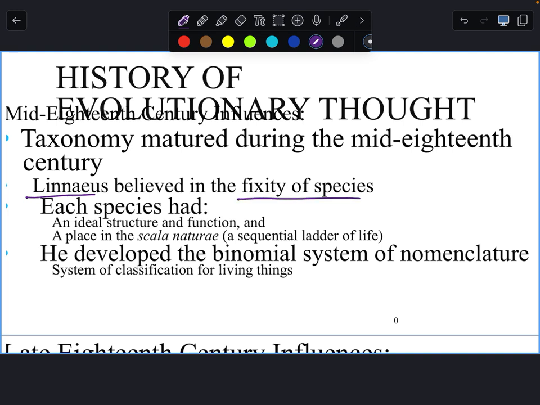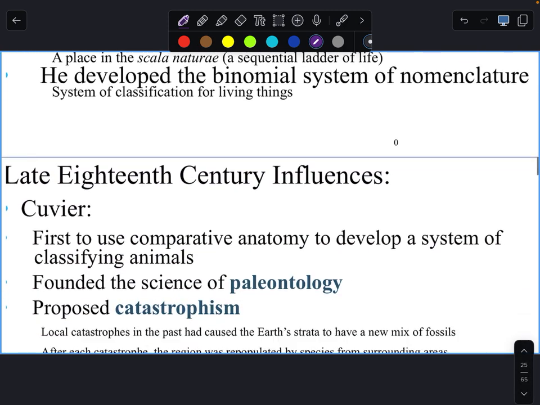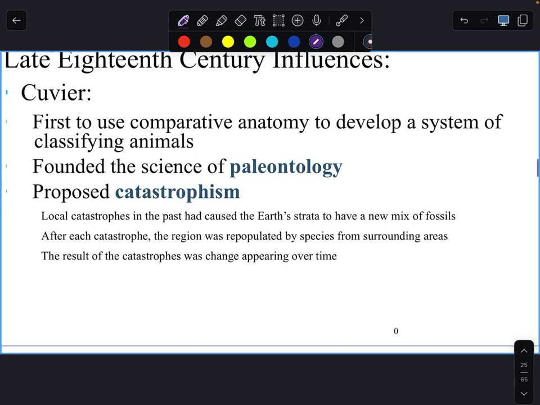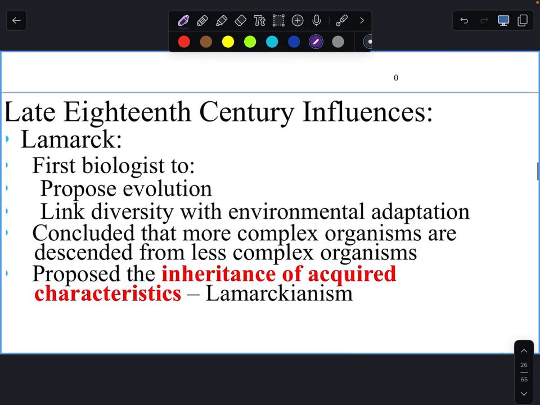He believed in the fixity of species. Again, that's a misreading of Genesis, but an ideal structure and function. He developed the binomial nomenclature, like our name, Homo sapiens. That all started with Linnaeus. Cuvier proposed catastrophism, which some people still argue, and there's a lot of debates. We don't have to get into it, but maybe change happens as a result of catastrophes happening over time.